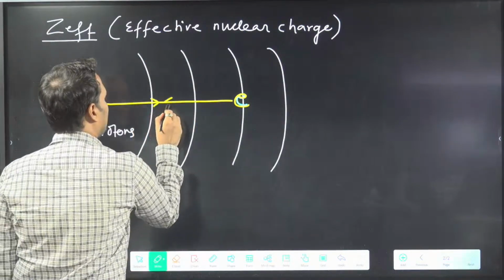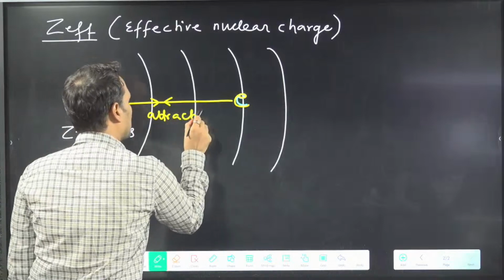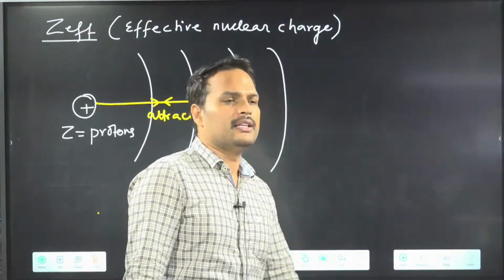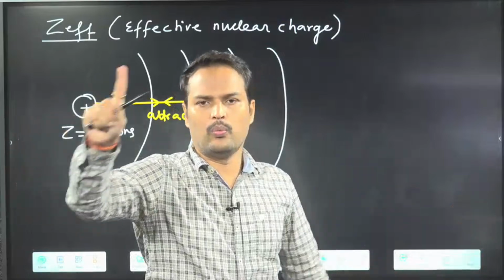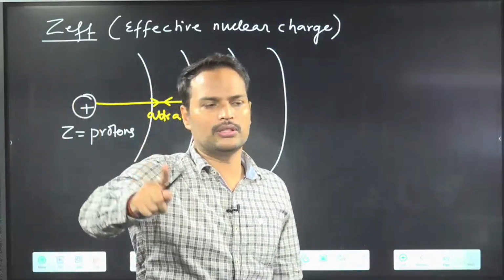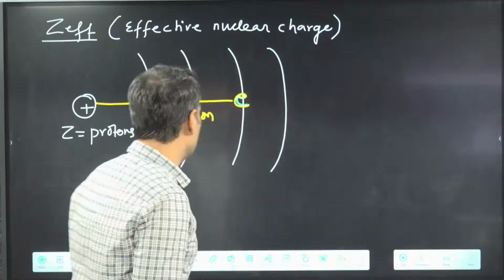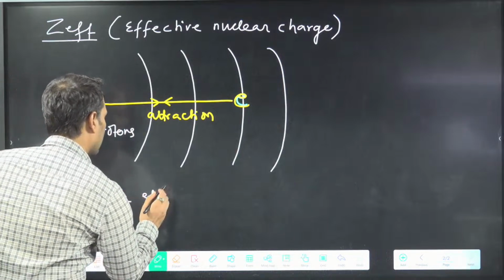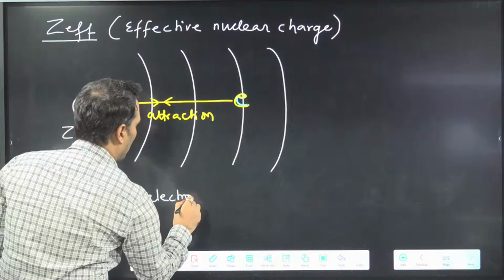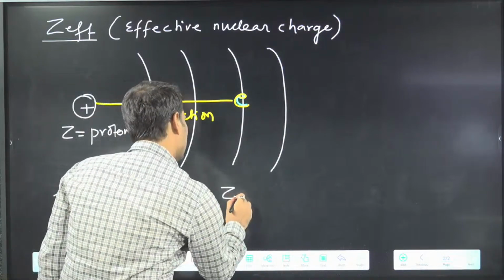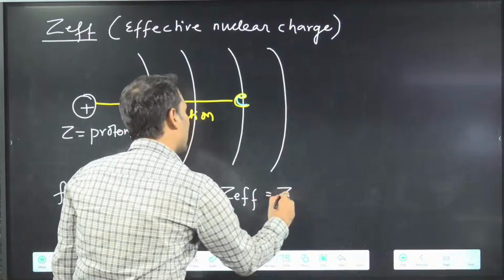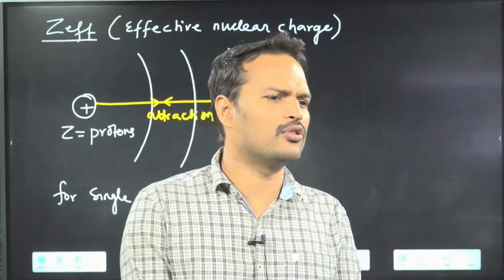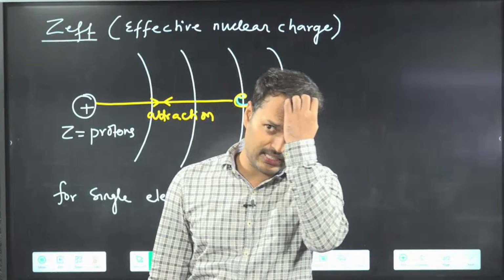You will see only the attractive force. Which attractive force? Between the nucleus and the electron. There is no disturbance. One electron, one nucleus. Both are attracting each other. Done. So you can say that for a single electron, there is no difference. Whether you say Z effective or Z, both are the same. Only one type of force is existing. Which type of force will you say? Tell me quickly, which force is existing?